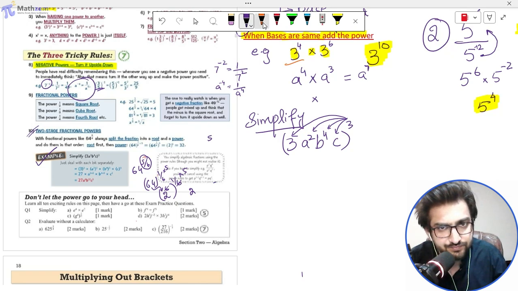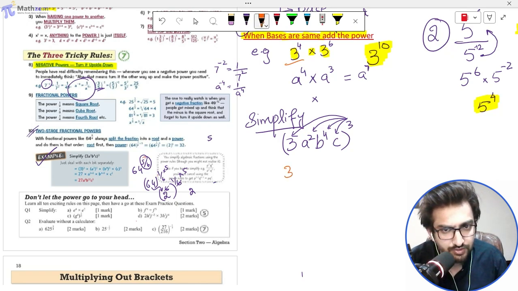So it will become 3 to the power 3, a to the power 2 to the power 3, b to the power 4 to the power 3, and c to the power 3. Now let's simplify. 3 to the power 3 is 27. 3 to the power 3 actually means 3 times 3 times 3. 3 times 3 is 9, 9 times 3 is 27.